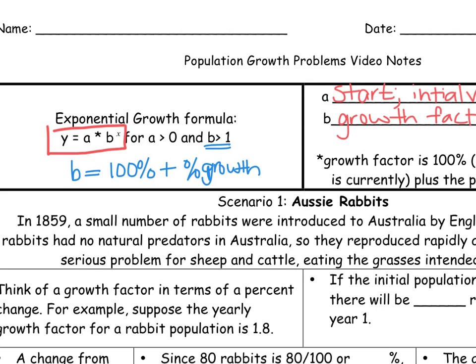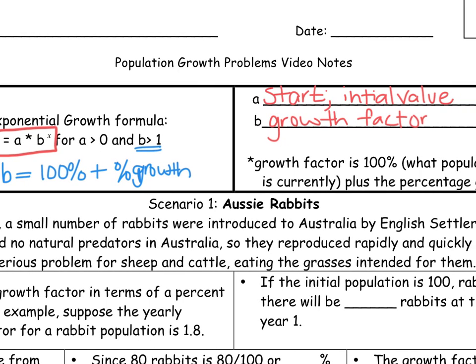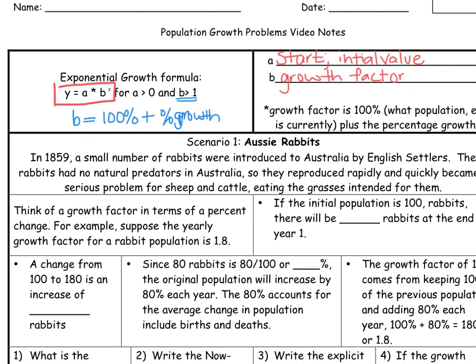So for example, if I said it was increasing at 3% each year, our growth factor would be 103%, because we have to include that initial population. So again, the growth factor is 100%, what the population is currently, plus the percentage growth.